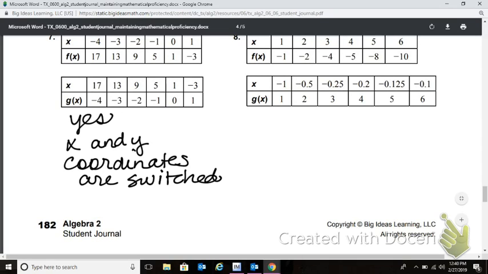Okay, looking at number 8, here's your f of x on the top, here's your g of x on the bottom. Compare the 2 points, or the 2 tables. Have the points been reversed? Well, the first set, yes, these have been reversed. But look at every one after that. They are not switching the points. So this is clearly a no. These are not inverse functions because x and y values are not switched.